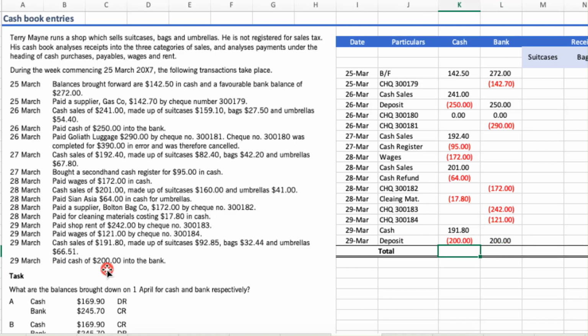Now let's see how much, at the end of the week, we have as total cash balance and total bank balance. The total cash balance, we are left with 169.90 and it's a positive balance. So obviously this will be a debit balance because this is our asset. We are holding this cash. This will be the normal balance.